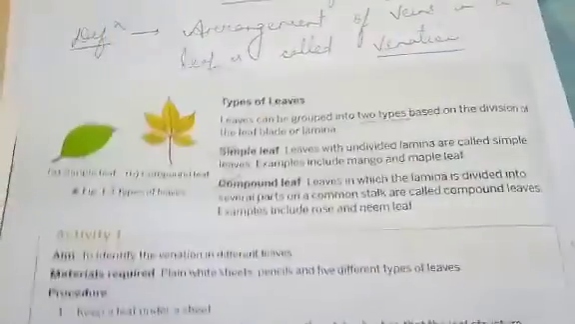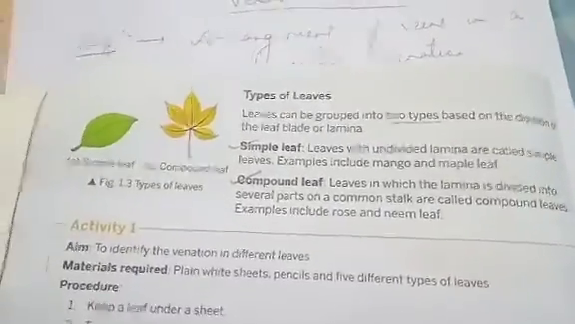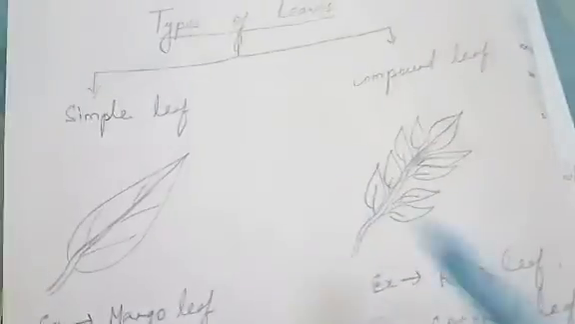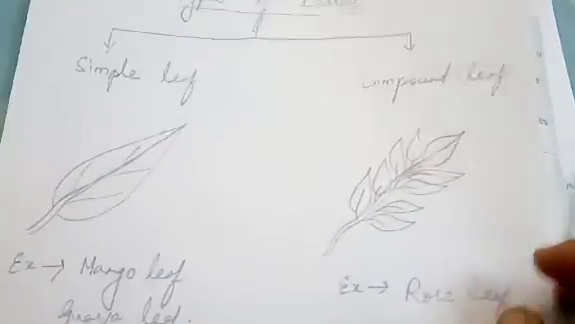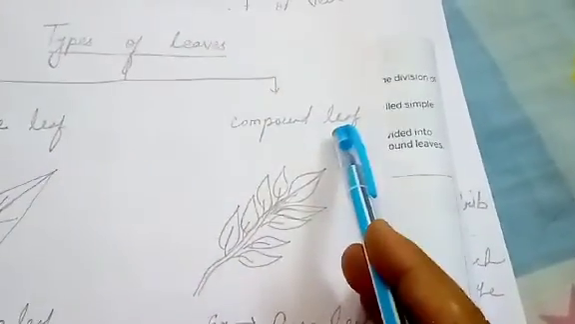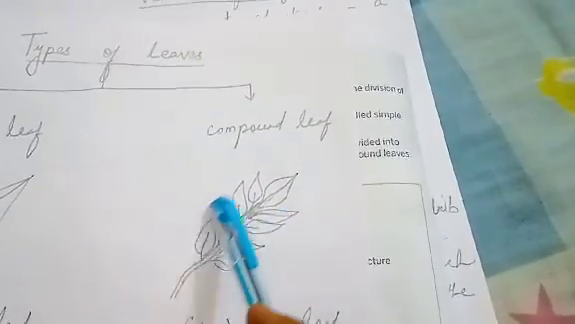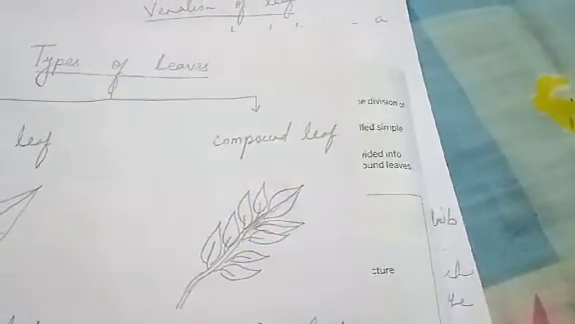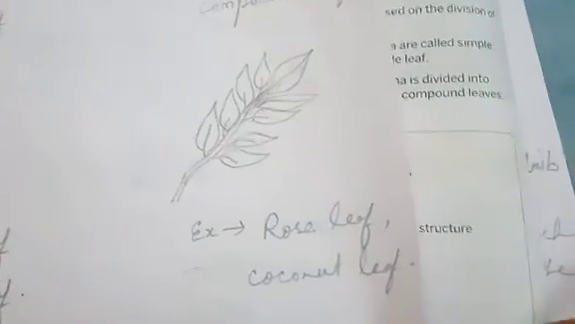Coming to the next topic, that is types of leaves. Basically the leaves are of two types. What are they? One is the simple leaf, another is the compound leaf. What is a simple leaf, children? You can see this. This is a simple leaf, which means the lamina is entire. But in the case of a compound leaf, the lamina is divided into many leaflets. This one is one entire leaf, and the lamina is divided. So see here, this is the simple leaf. This is the compound leaf.